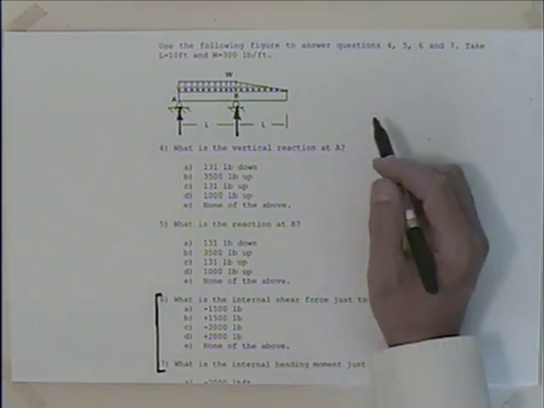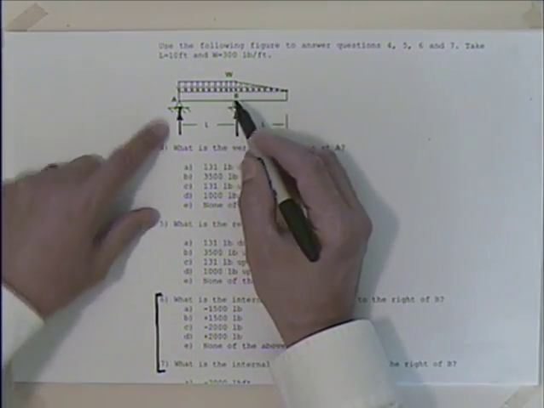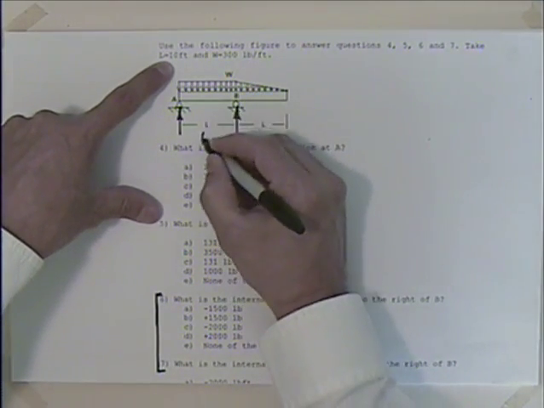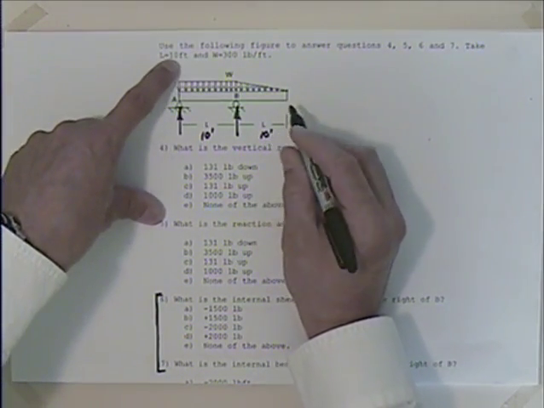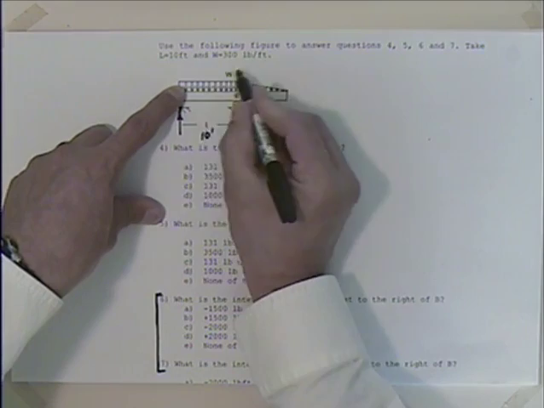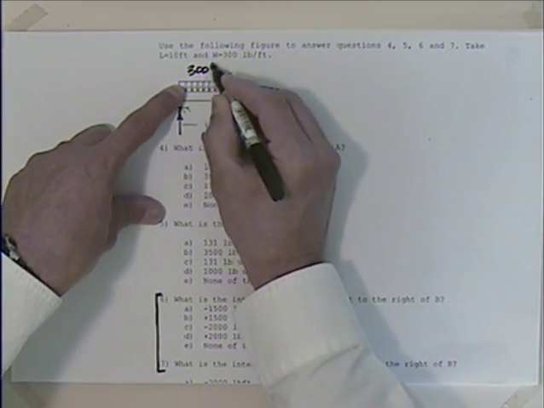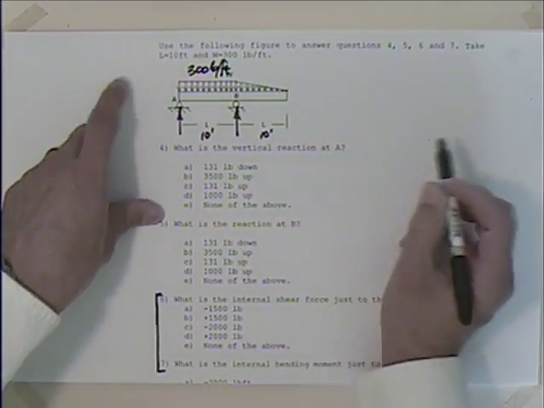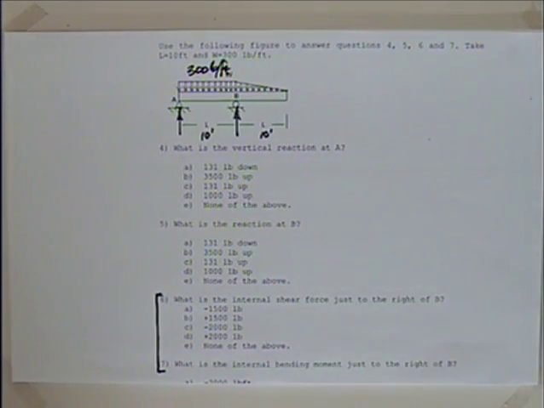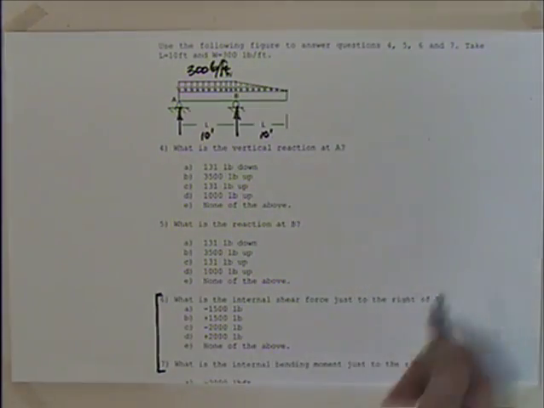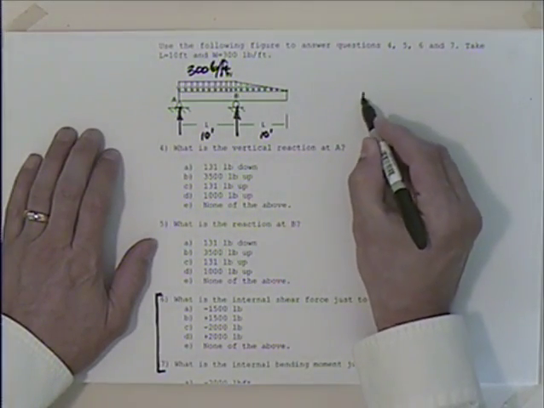So we've got a distributed load. We're told that the length is 10 feet there, and this length is 10 feet. Anywhere we see L, that's 10 feet, and we've got then 300 pounds per foot. Pounds per foot. So what I'm going to do is a free body diagram of this thing, see if I can find those reactions. So let's do that.